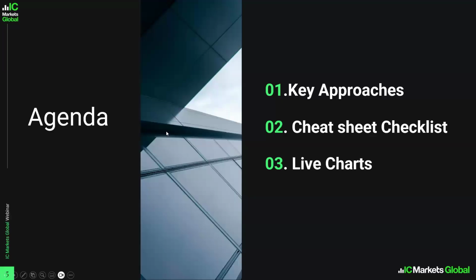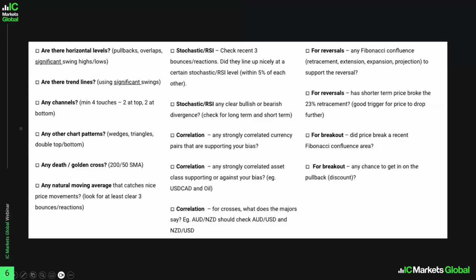Okay, agenda for today: key approaches on the live charts, and then the cheat sheet checklist. This cheat sheet, again, is for trend traders. I do need to go through this. Trend trading means that I need to know if price is going up or down. I will then use a trend line or a channel to identify the movement, followed by horizontal levels, whether it's a pullback, overlap, swing high or swing low, to identify the entry, the stop loss, and take profit. After that is done, I'll see if there are any chart patterns, any death or golden crosses, any moving averages, any stochastics and RSI, any kind of correlations, and then I will know whether I'm going in for a reversal or a breakout. That's basically it.